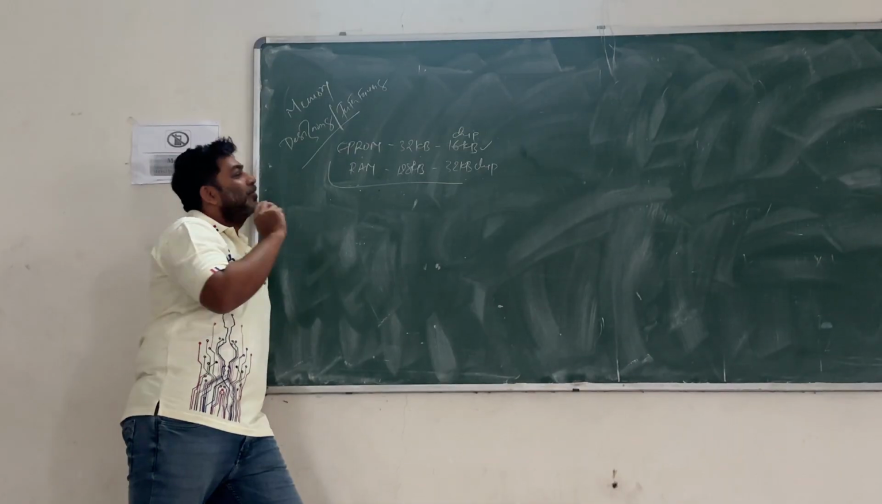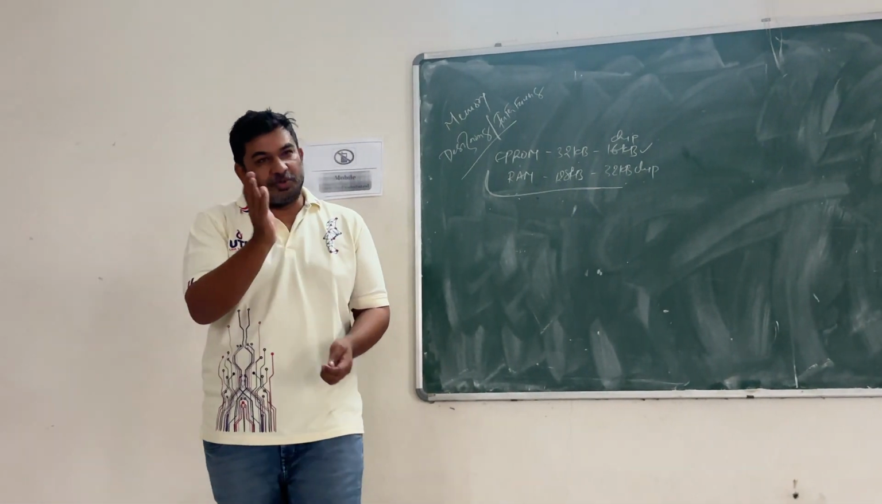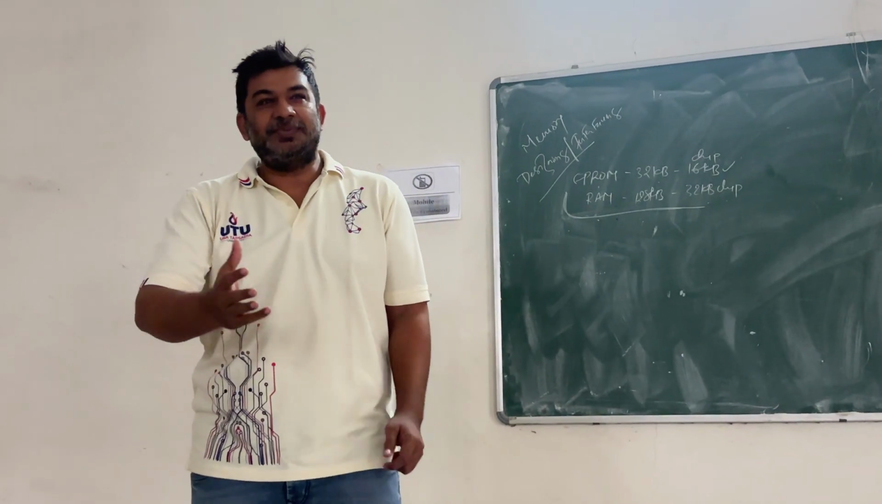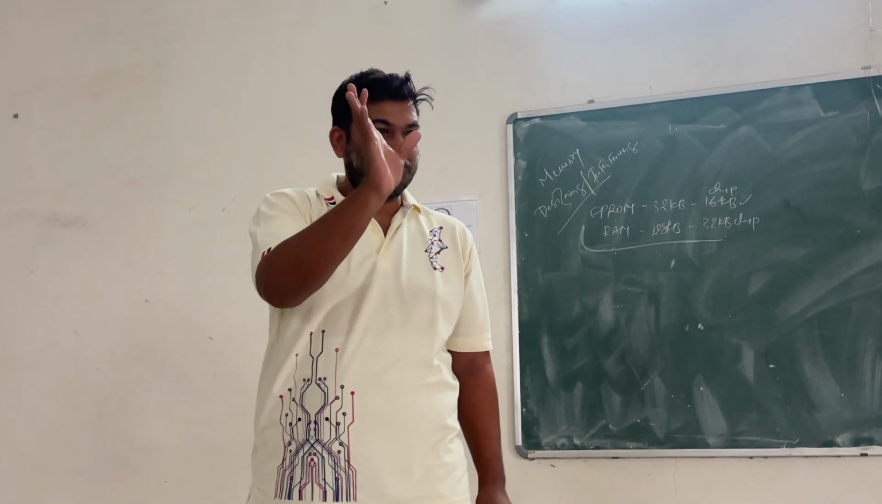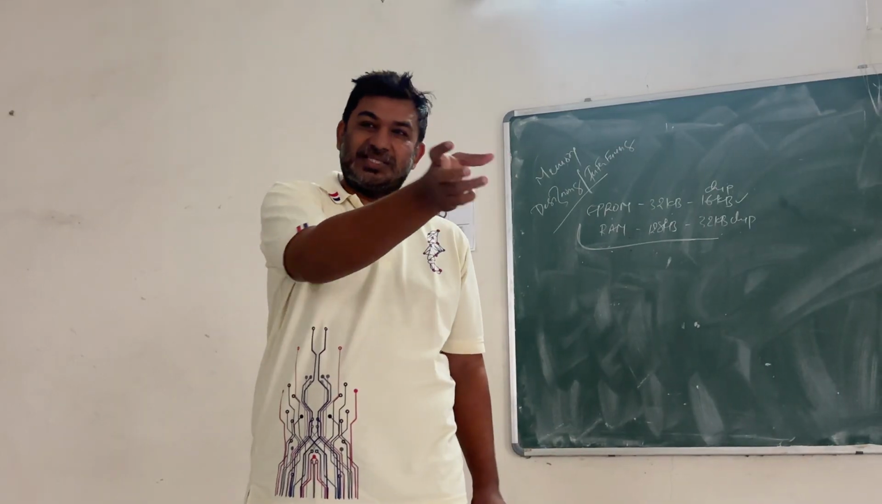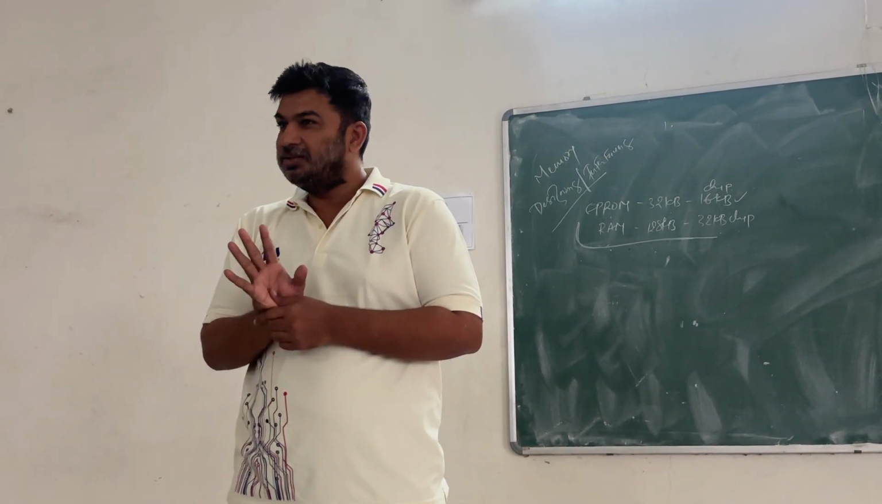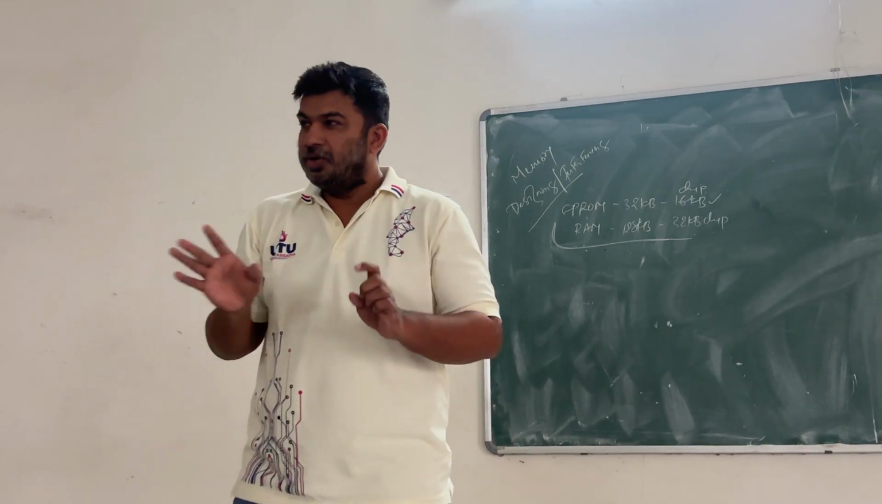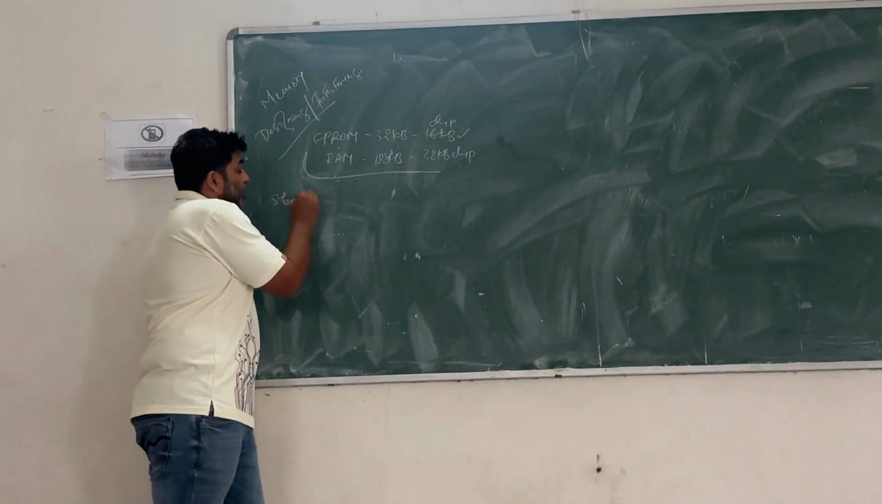Done? Okay. So to solve this problem, we simply follow some steps, and by following these steps you will know the starting address of each chip, the ending address of each chip, and how you can access that particular chip to store or read data. Clear? Okay. So let's start with step 1.